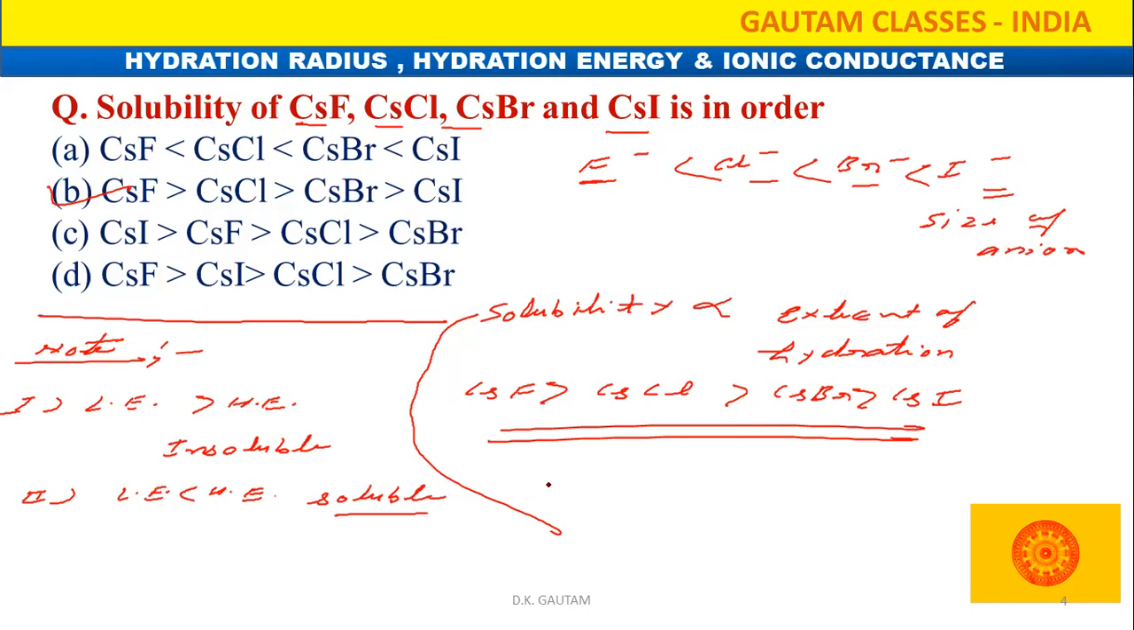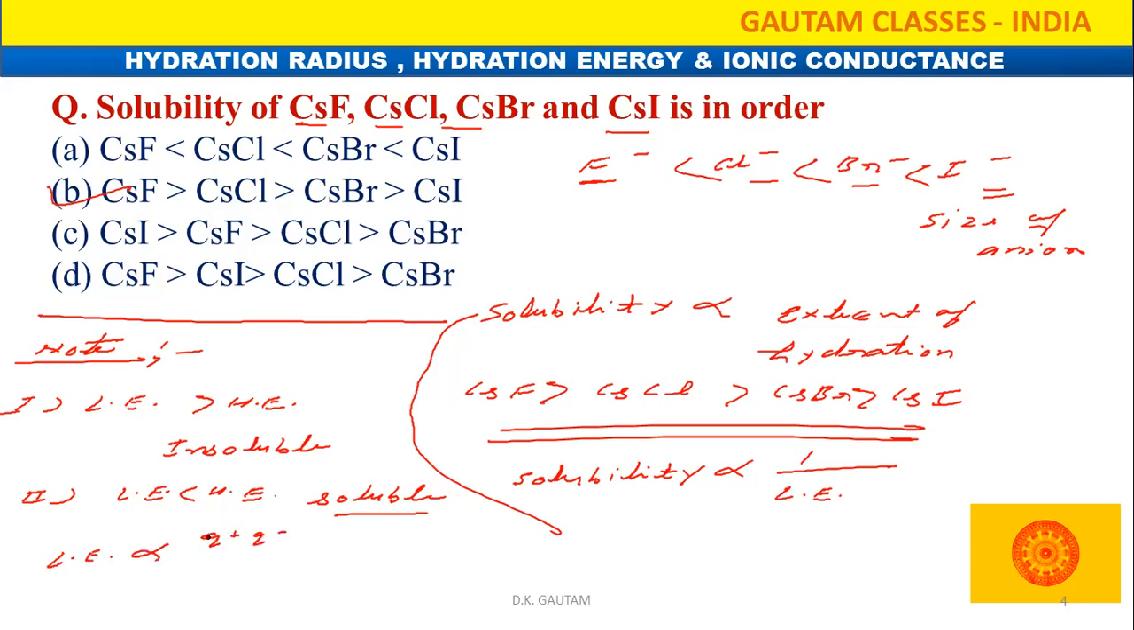And one more order I will write here, please keep it in mind. Solubility is inversely proportional to lattice energy. So higher the lattice energy, lower the solubility. Lattice energy is inversely proportional to the size of the cation and anion. What about the lattice energy? Here lattice energy also depends on the charge on the cation and anion.